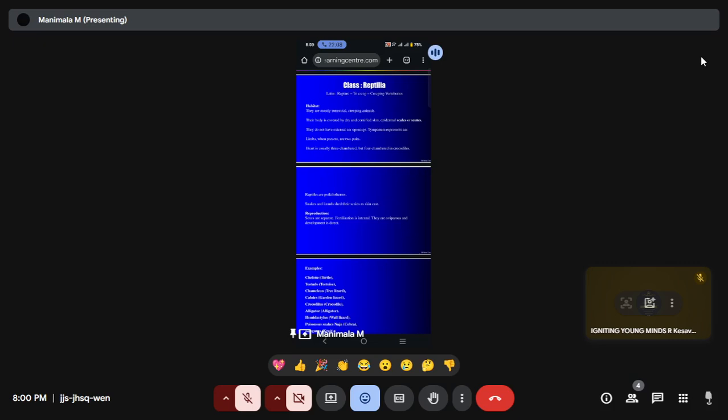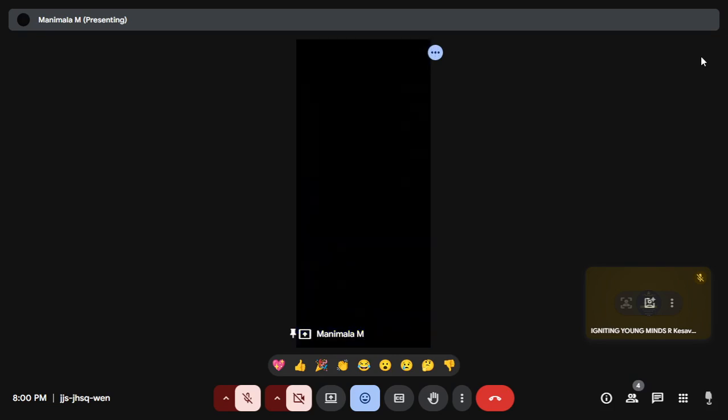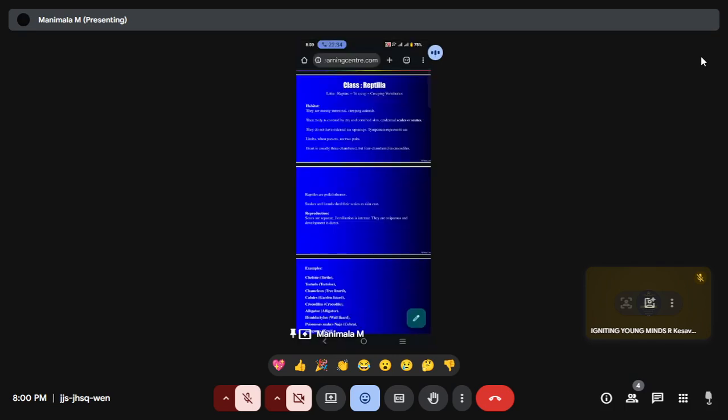And if you see the skin, the skin is dry. These organisms have very dry skin, and epidermal scales or shields are present. Some lizards, like chameleons, can change their color. They are called camouflage because based on the location, they can change their color. So chameleons are also one example. Crocodiles and snakes are also examples of reptiles. The skin is very dry.